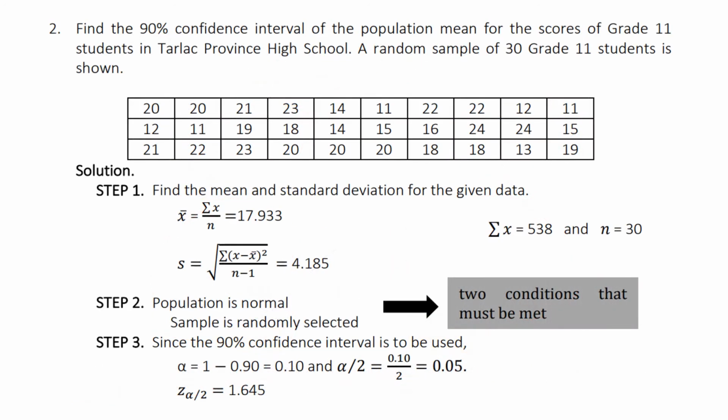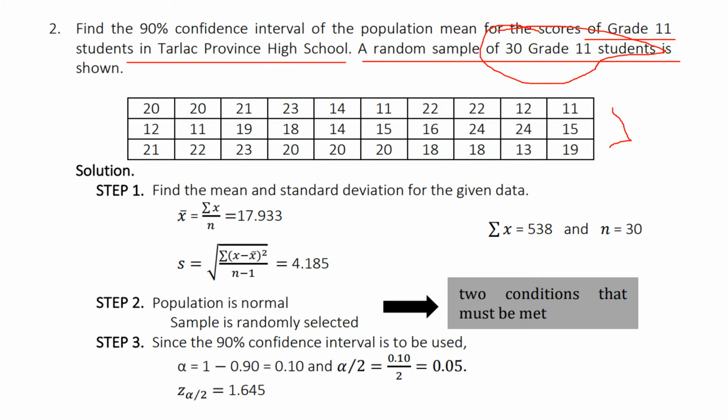So for example number 2, we are to find the 90% confidence interval of the population mean for the scores of grade 11 students in Interlock Province High School. A random sample of 30 grade 11 students is shown. So we only subject these 30 grade 11 students in this experiment. So have your 20, 20, 21, 23, 14, 11, 22, 22, 12, and 11. There are 30 scores here from the 30 grade 11 students.